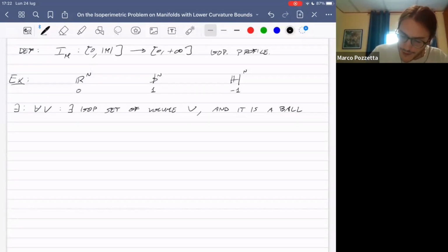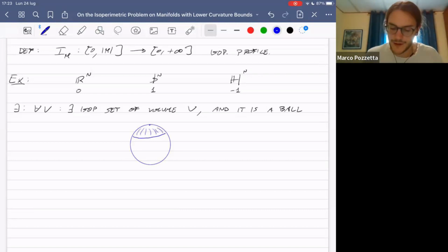So in particular, on the sphere, if I take a pole, all the possible spherical caps of a given volume are isoperimetric sets for that volume. Okay, so I am happy with that. Now, maybe a spontaneous question could be: is it always true that balls are isoperimetric sets in a general Riemannian manifold? But of course, the answer is definitely no.